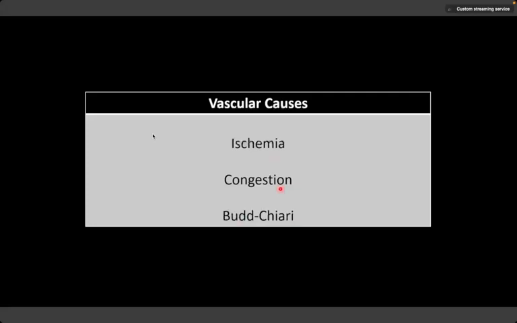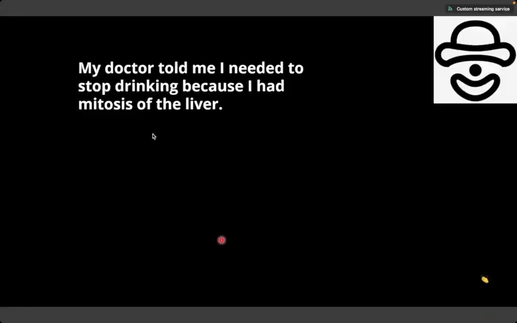Okay, and then everybody's favorite, Budd-Chiari syndrome, very catchy title. It's a fancy way of saying hepatic vein thrombosis. So acute Budd-Chiari is characterized by abdominal pain, hepatomegaly, ascites, and hepatocellular liver injury. Let's talk about, okay, I think I've got a slide on that.